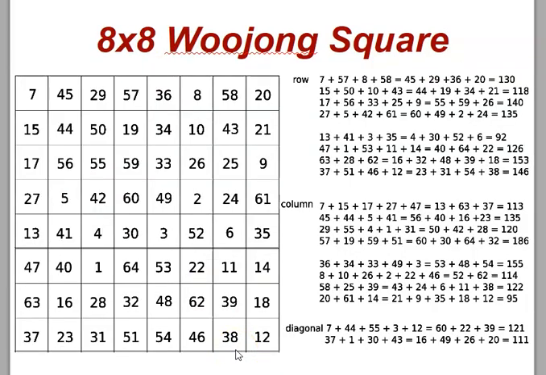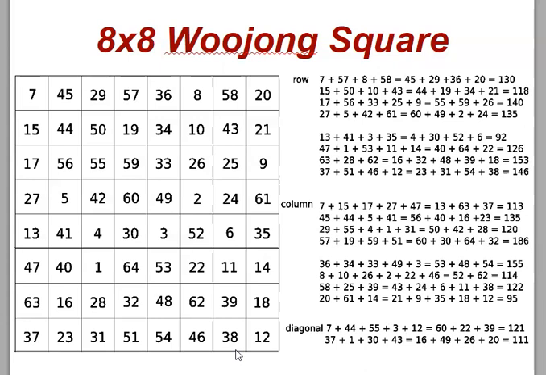For the final example, you are looking at the 8x8 Woojong Square. 8 rows, 8 columns, and 2 main diagonals. A total of 18 addition equations are established correctly. Of course, the most straightforward 8x8 Woojong Square exists, unlike the 6x6 square array.